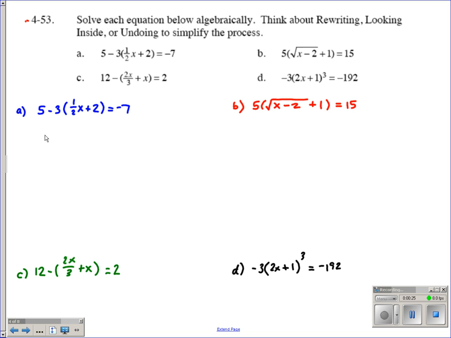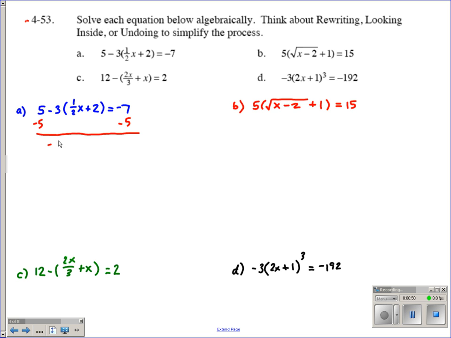I'm going to start out using the undoing process. I'm going to subtract 5 from each side. So when we do that, 5 minus 5 is obviously going to be 0, and we don't need to write that. I'm going to bring down my -3 times this quantity. Remember, this negative belongs to this guy, not this one.